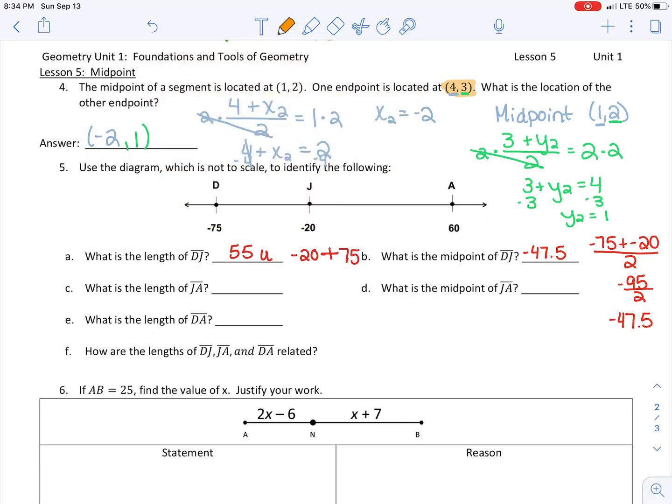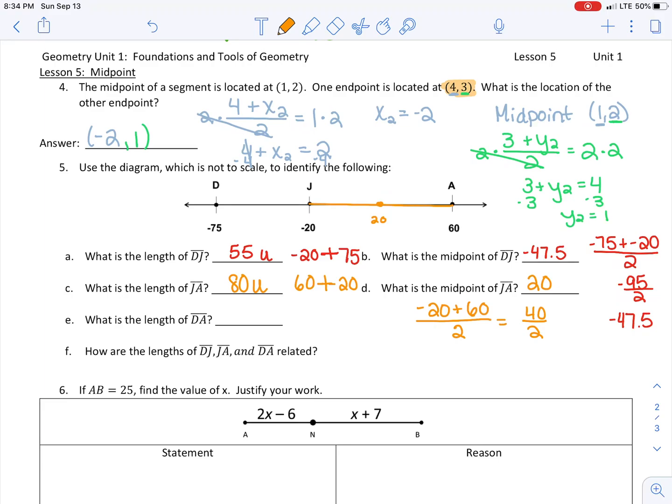Then let's look at our next letter, C. It wants us to find the length of JA. So we're going from here to here. We take our biggest number, which is 60, and subtract our smaller number, which is negative 20. Again, that negative becomes positive, and 60 plus 20 gives me 80 units. So JA is 80 units long. Then it says, what's the midpoint of JA? Again, we add our 2 together. So we take negative 20 plus 60 and divide by 2. Negative 20 plus 60 gives me 40, divided by 2 gives me 20. So my midpoint is going to be at 20.